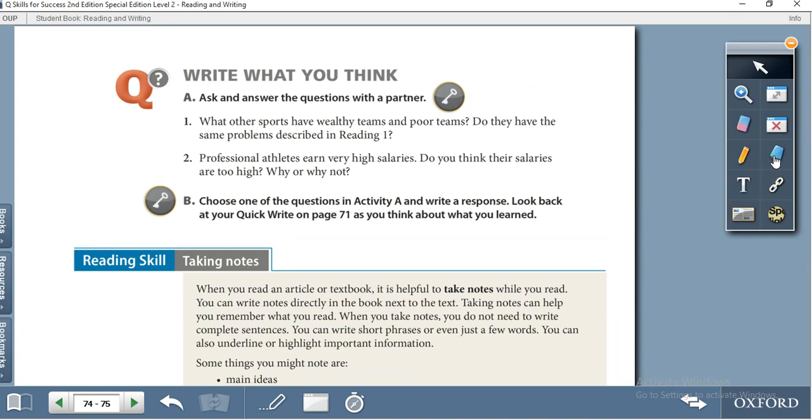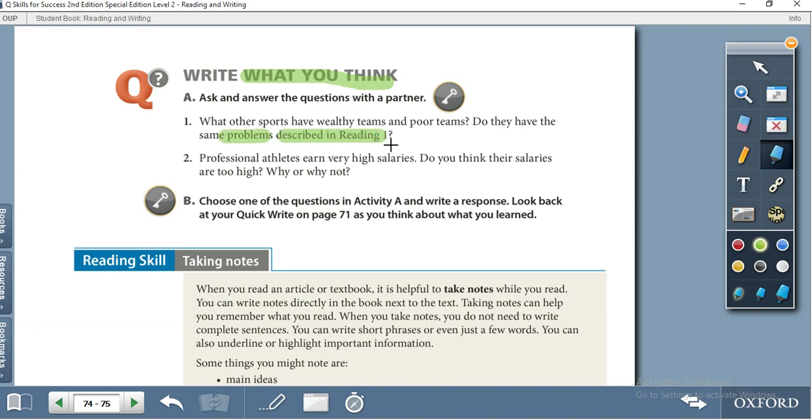Yeah, next activity. Write what you think. It is your personal response. What do you think, and what other sports have a wealthy team and a poor team? Do they have the same problems described in reading one? For example, one is wealthy and the other one is poor. So do they have the same problem? You have to go to reading one and answer these questions. No, I think they don't have the same problem, but you have to mention it here.